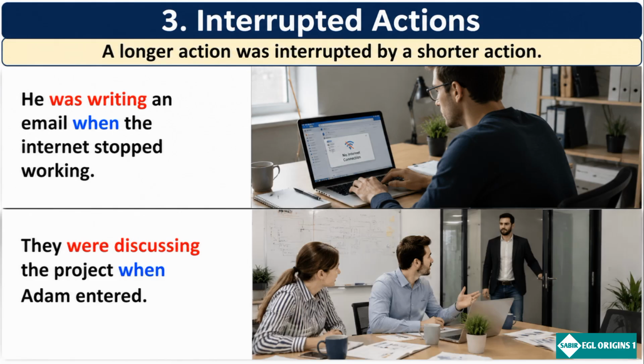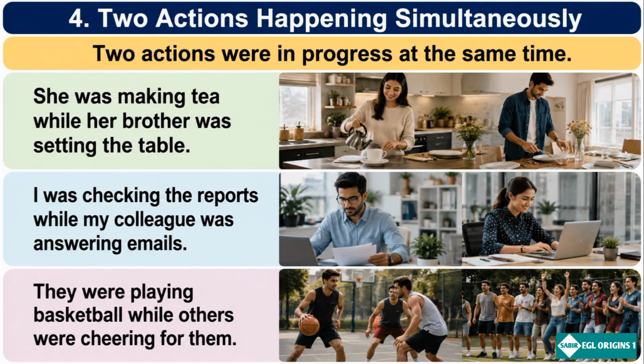Number 3. Interrupted actions. A longer action was interrupted by a shorter action. Examples: He was writing an email when the internet stopped working. They were discussing the project when Adam entered. Number 4. Two actions happening simultaneously. Two actions were in progress at the same time.